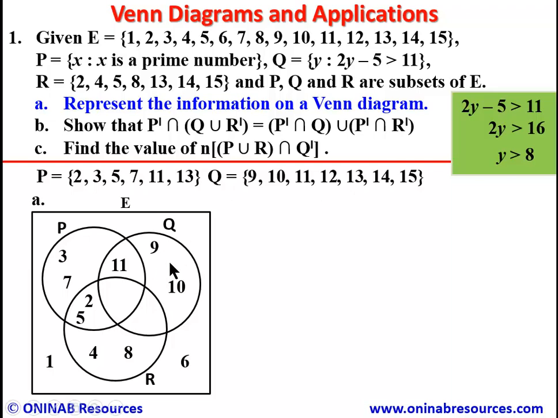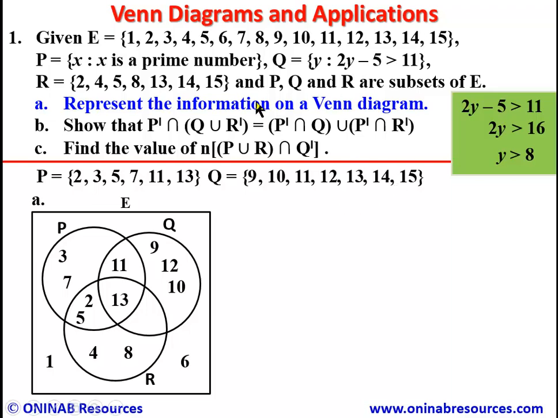So 12 is in this region. So we have 12 there. 13 is in P, it is in Q, and it is in R. So this is where you have P intersection Q intersection R. So 13 is coming here.